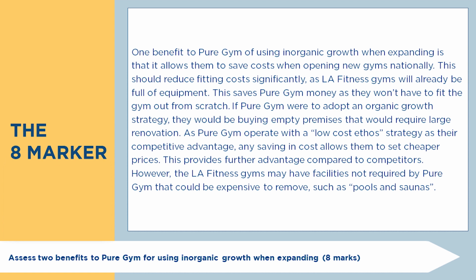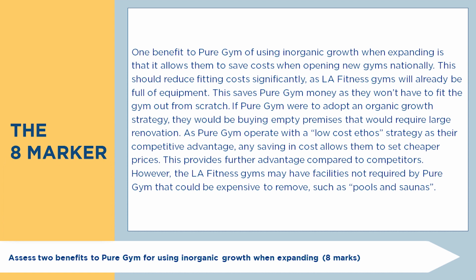So as Pure Gym operate with a low-cost provider strategy as their competitive advantage, any saving in cost allows them to set cheaper prices. So that is circumstantial as well, because we know that that's the position that Pure Gym are in within this market. We know that they're low cost, and as a result, the amount of money that they can save allows them to reduce their prices, which then allows them to obviously gain their competitive advantage. You don't need to explain necessarily all of that, but to explain to you why I've put that sentence in and how I'm aware of the context and the circumstances surrounding Pure Gym.